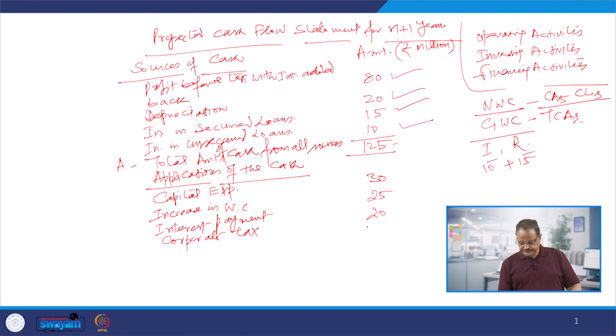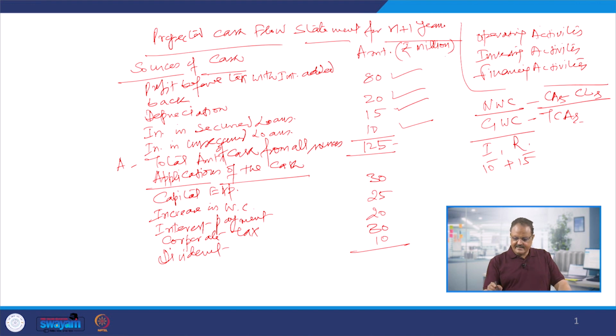30 million, and we are going to pay the dividend. So, this is the payment of dividend or any return to be paid to the entrepreneurs or to the promoters, and this is going to be 10. So, this is the total applications of the cash.